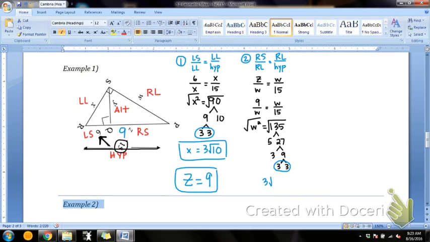So 3 goes on the outside. What do you guys have for the inside? 15? I would agree, because you have this 5 and this 3 that can't be multiplied by anything. So 3 radical 15 equals W. See if you can find the altitude, which is Y, on your own.